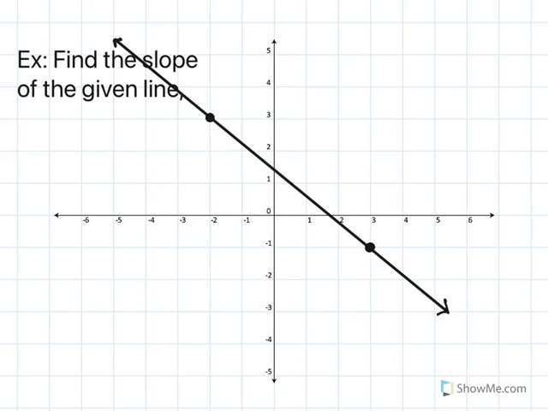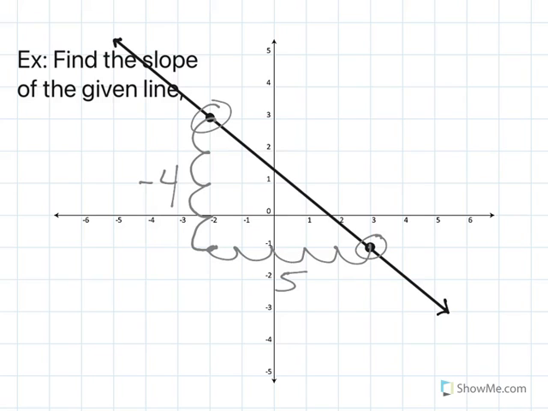There are 2 ways to do this. One, we can simply count. So I always start at the leftmost point and say, okay, I'm going to this point. So I'm going to go down 1, 2, 3, 4. Well, down is negative, so down 4. And then 1, 2, 3, 4, 5. I went right 5. So my slope would be negative 4/5.